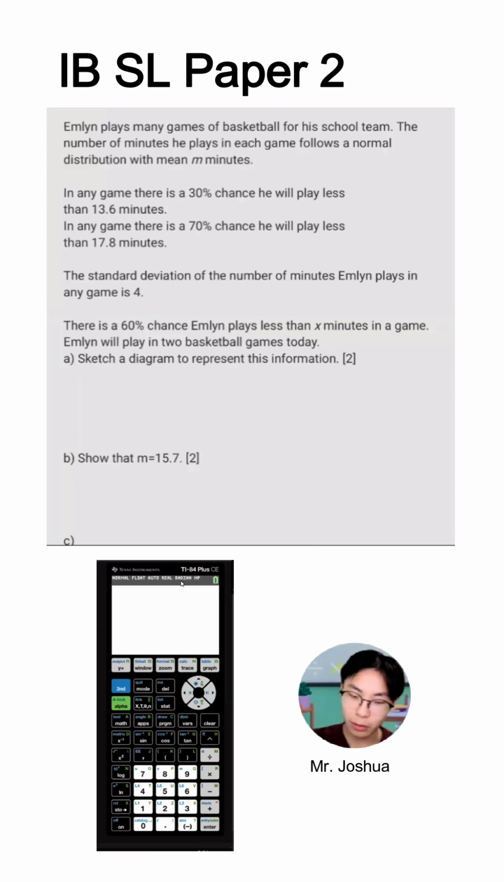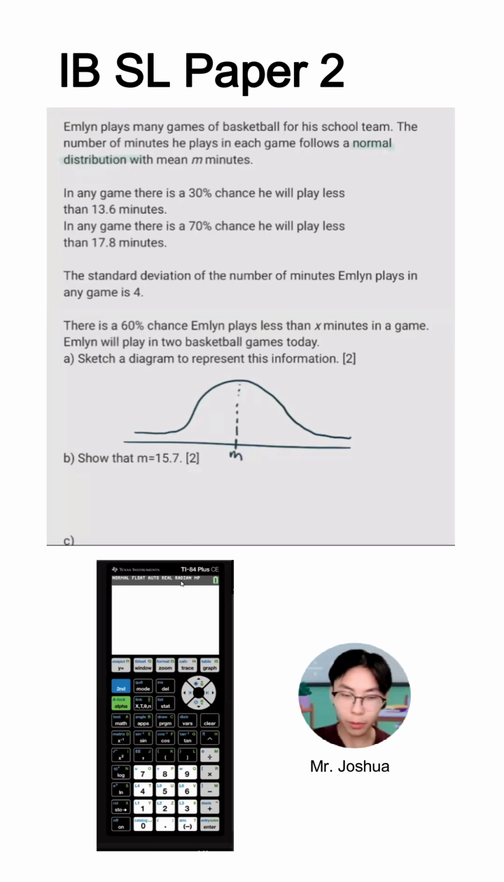So we want to sketch a diagram to represent this information. We know that this is a normal distribution, so we can draw a normal distribution plot that looks something like this. And we know that there is m, which is the mean, right in the middle of our normal distribution. The other way we can do it is we can have 13.6 right at our 30% mark, or we can put 17.8 right at our 70% mark.